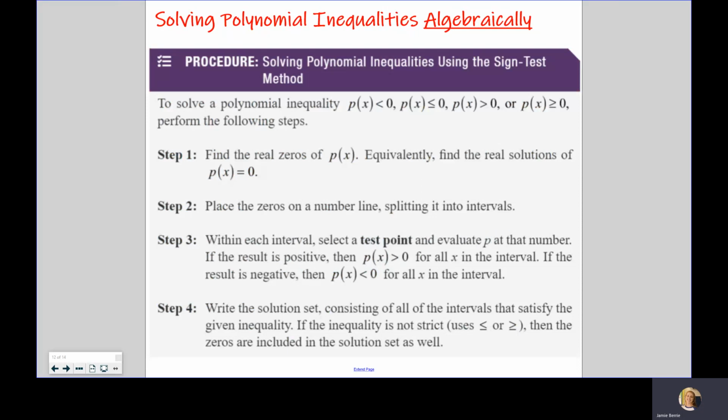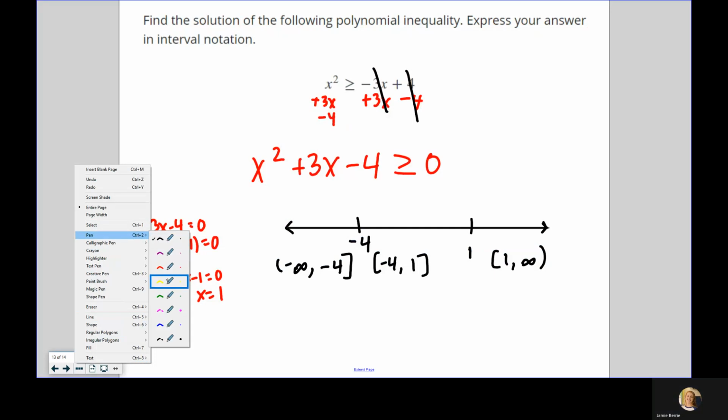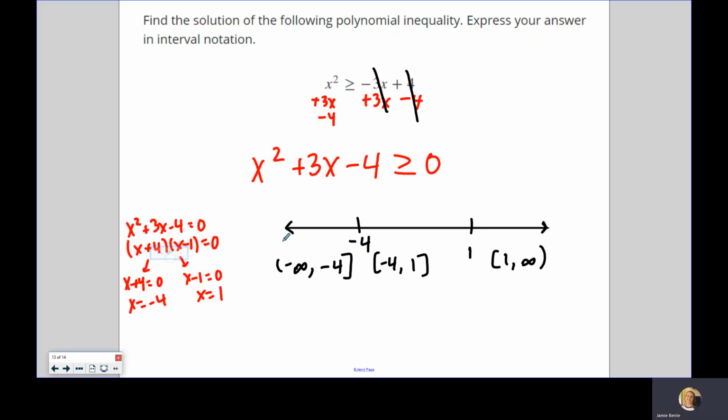All right, so our next step tells us to, within each interval, select a test point and evaluate the polynomial at that number. So go into each little interval, and you're just going to pick a number out of this interval. So negative infinity to negative 4, let's just pick, say, like negative 5. You could pick negative 6, negative 7, negative 100, anything that's in between negative infinity and negative 4. In this interval, I'll pick something easy like 0. And then in this interval, pick something like 2. I'm just trying to pick some easy numbers to plug in.